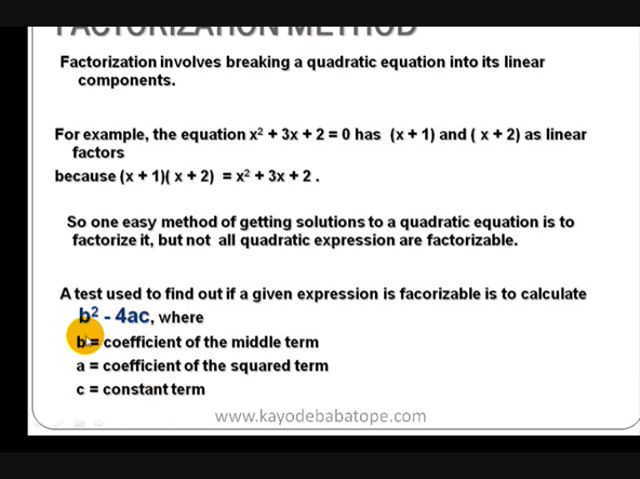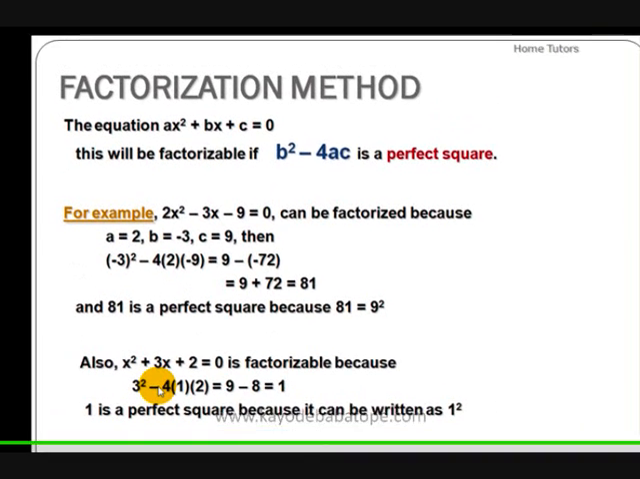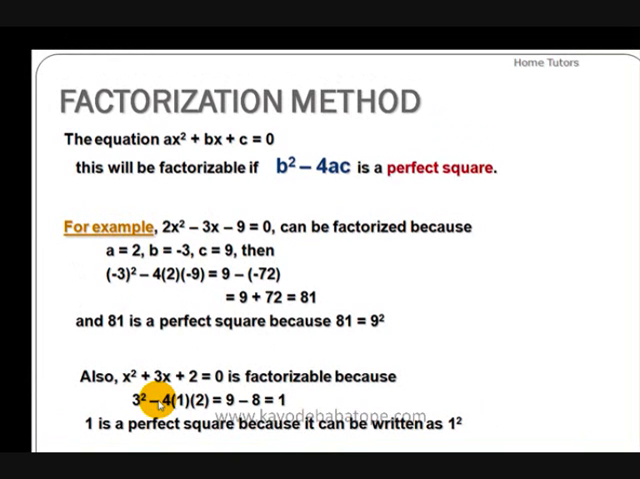So when you take the coefficient of the middle term, the coefficient of the squared term, and the constant term, and you perform the operation b squared minus 4ac on it, you can use that to determine whether the quadratic equation will be factorizable or not. Now the equation ax squared plus bx plus c equals 0 will be factorizable if the value of b squared minus 4ac is a perfect square.